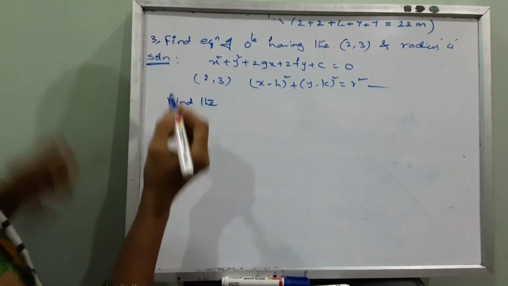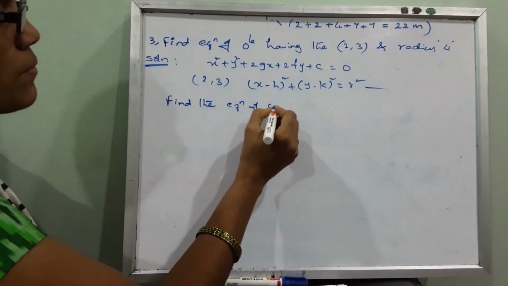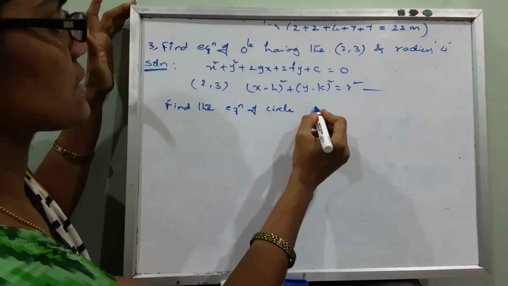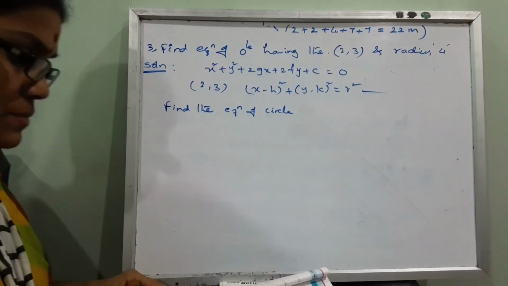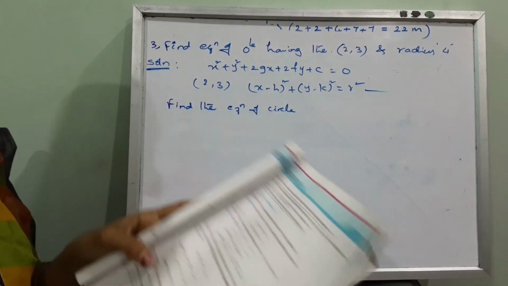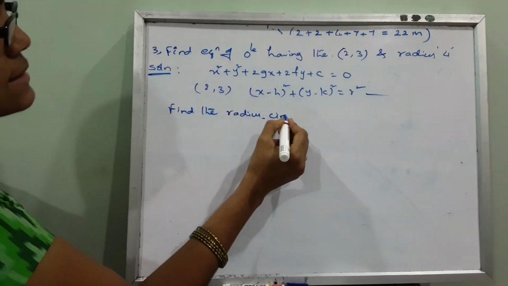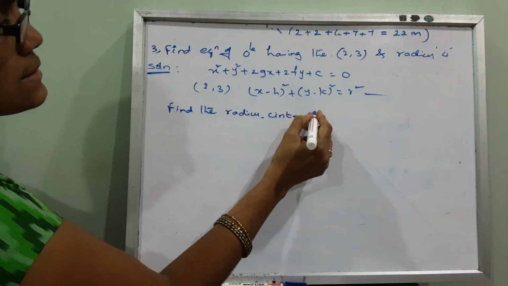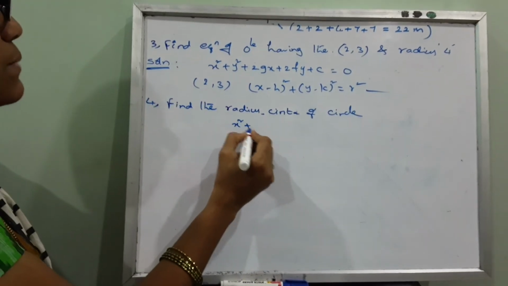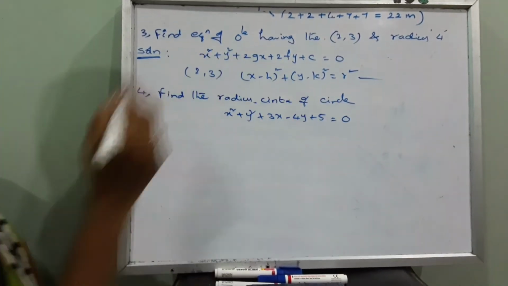Next one. Find the radius and center of the circle x square plus y square plus 3x minus 4y plus 5 is equal to 0.